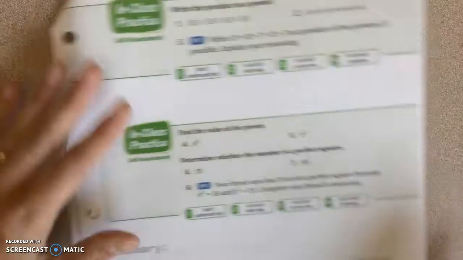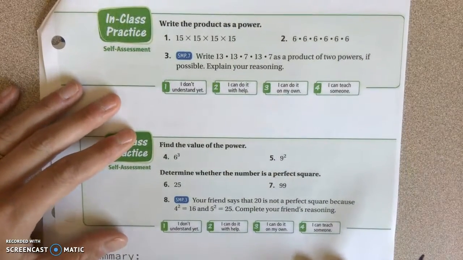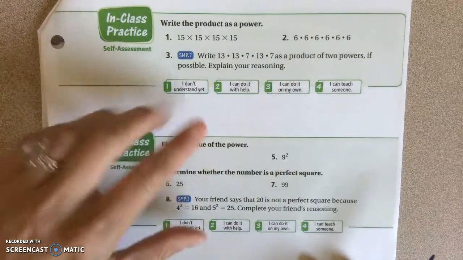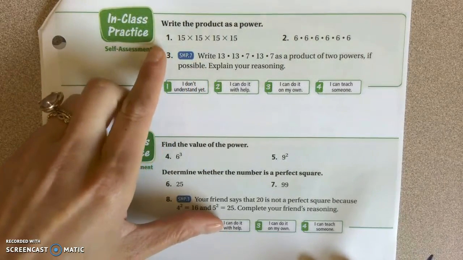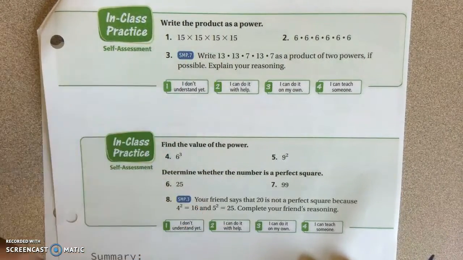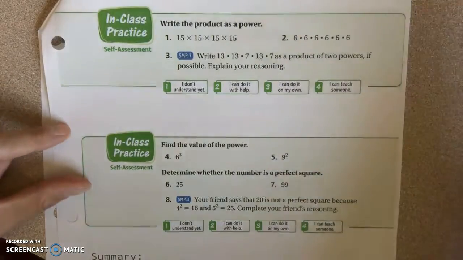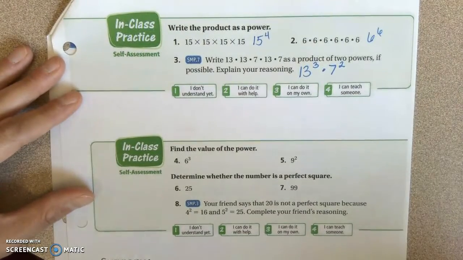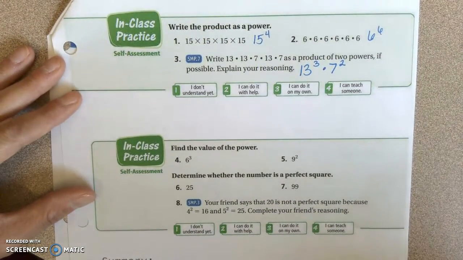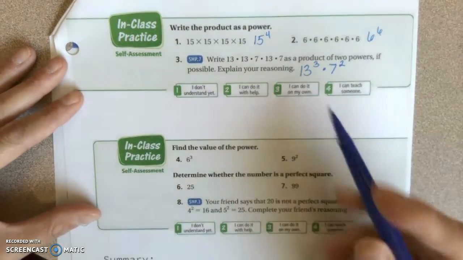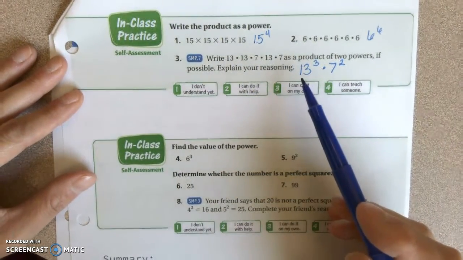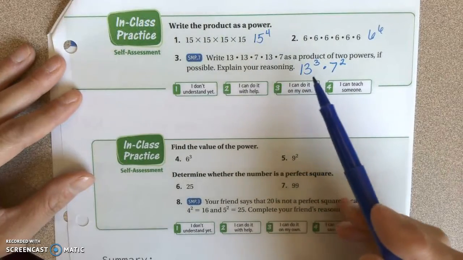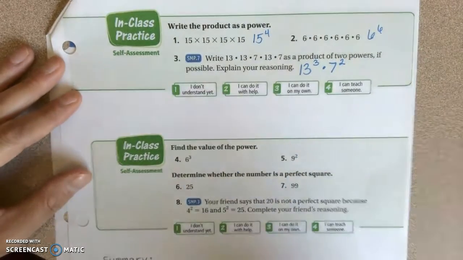All right, let's go ahead, turn to this last page, and if you would, please pause your video, and I would like you to work through problems 1, 2, and 3. Then you can unpause and check your work. Okay, here we go. 15 to the 4th, 6 to the 6th. For this one, I have 13 3 times. There's 13 to the 3rd power. I have 7 twice, times 7 squared.